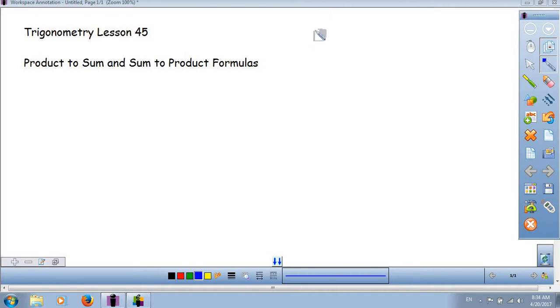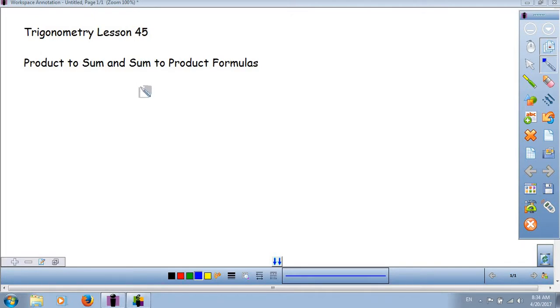Right now we're in the section talking about different kinds of identities and formulas. We went over basic trigonometry identities, and we started with the sum and difference formulas, which we used to derive the half angle and double angle formulas in our last lesson. Today we're going to look at how to derive the product to sum and sum to product formulas.